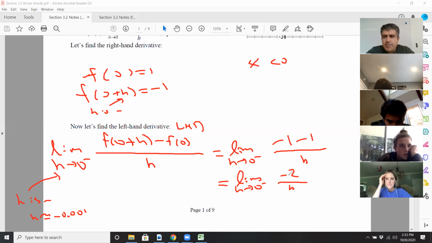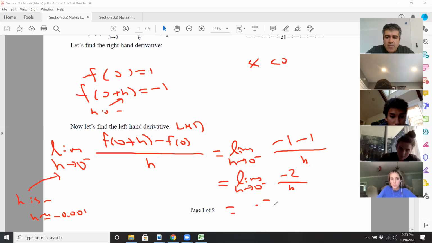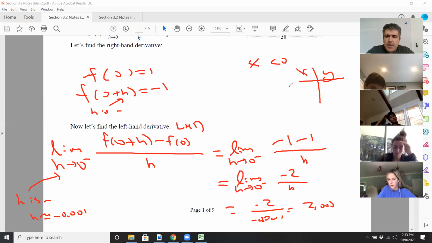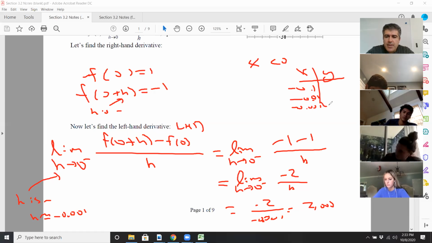Now, yes, you could plug in 0, you get something that's undefined. But again, h is not 0. h is a small negative number. So it's kind of like saying negative 2 over negative 0.01. Well, if I do that, that's like negative 2,000, I think. No, positive 2,000, my bad, because you're dividing two negatives. In fact, if I were to make a little table and plug in like negative 0.1, negative 0.01, negative 0.001, I would get like 20 and 200 and 2,000.